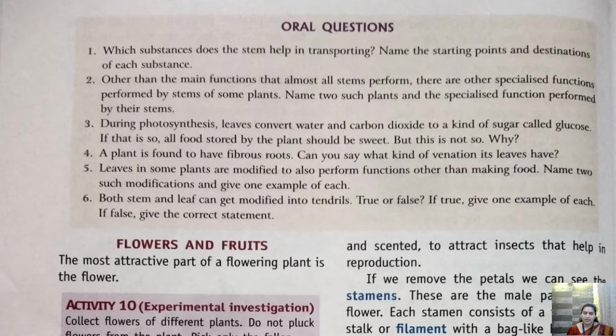You will write the example potato. You will put a dash and write stores food, and then you will write cactus and you will write stores food and water. Okay. Now question number 3.